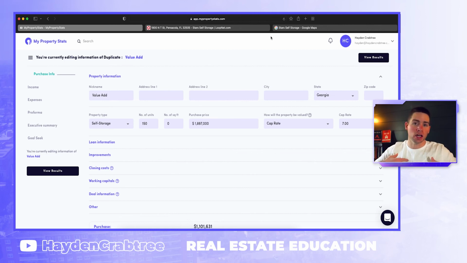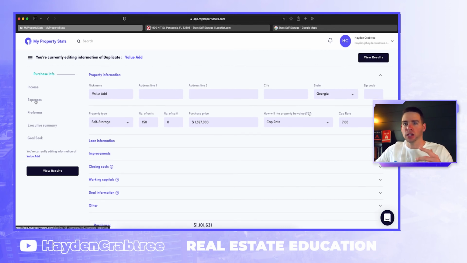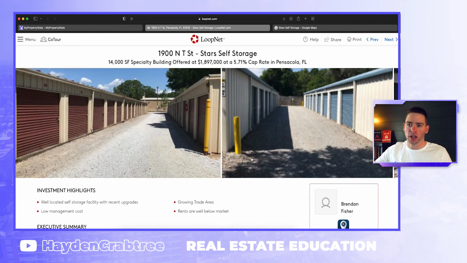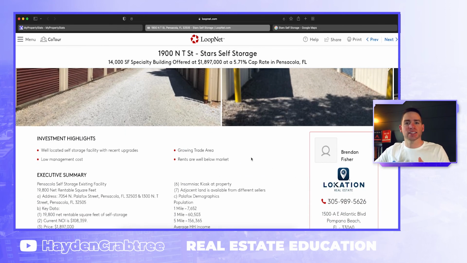This would give me enough information to say, okay, let me dive deeper into the competitors. Let me verify my assumptions about property taxes. Let me verify my assumptions about the dollar, what was it? $1.29 in market rents. Let me get the actual rent rolls. Let me talk to the broker. Let me verify the information. That's how I would go about modeling out a value add project. That's my process. My Property Stats gives you the tools.